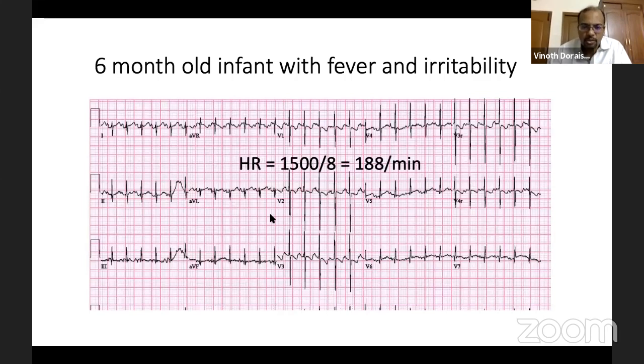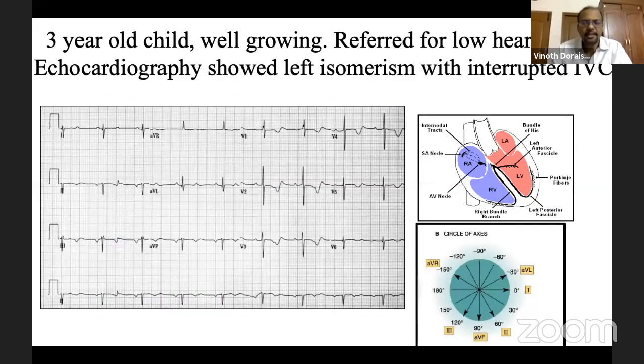But the heart rate is 1500 divided by the number of small squares. So 1500 by 8, which is 188 per minute. So definitely for a 6-month-old child, 180 per minute is tachycardia. But we know this patient has fever. So when a patient has fever, for every 1 degree rise in centigrade temperature, you can have a 10 beats increase in heart rate. So this tachycardia might be normal for the physiological state of the child. So it is a sinus tachycardia. You have to know if it is physiological or pathological by seeing the clinical scenario.